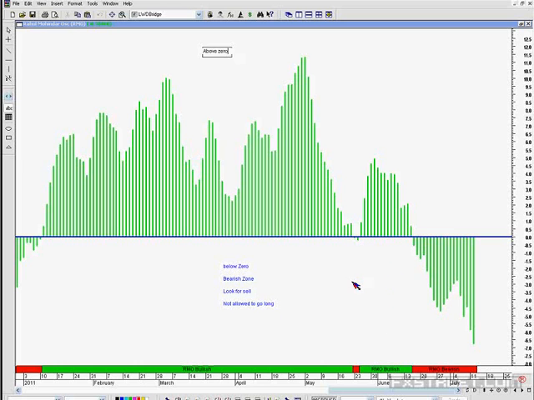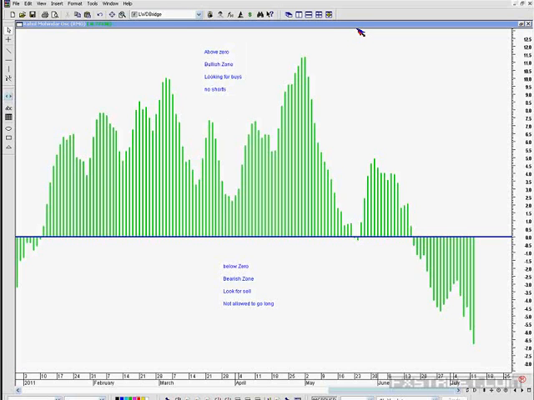Okay. Now, if it was above 0, we just reverse the rule. So we would say it's above 0. We'd call that a bullish zone. And we'd be looking for buys at that point. And we wouldn't be going short under any circumstance. We're going to trade in the direction of that trend.